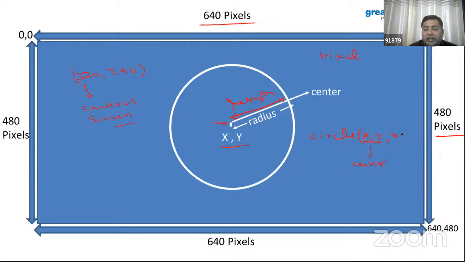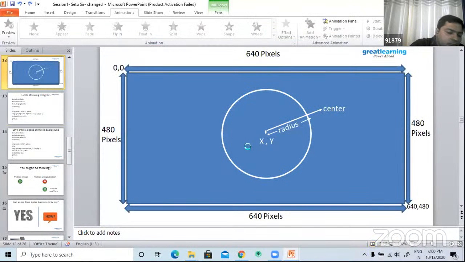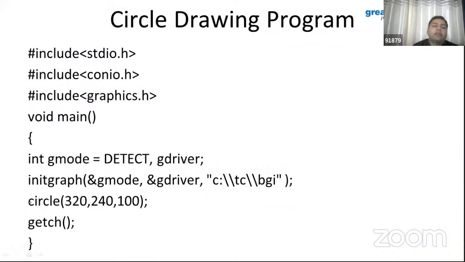And this is the radius. What is this radius? It's not a point, rather it's a distance. That radius is just a length, right? So let's directly move on to the code.